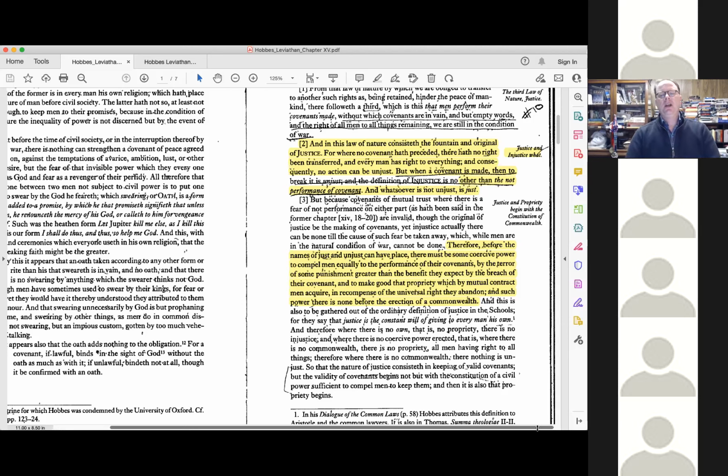Okay. So he says before government, when there's no government, there is no concept of just and unjust. They have no place. He says to have the existence of justice, right? To talk about just and unjust is to talk about justice, right and wrong. He says before you can have justice, there must be some coercive power. What coercive power is he talking about?